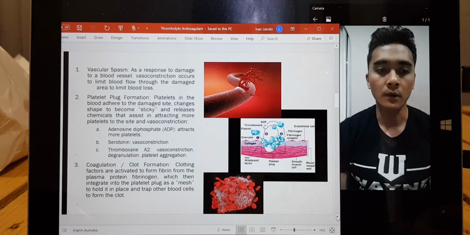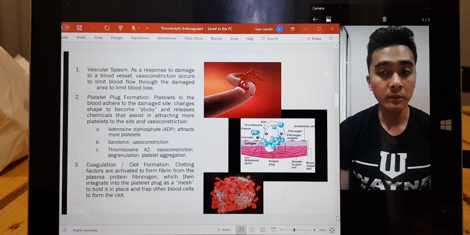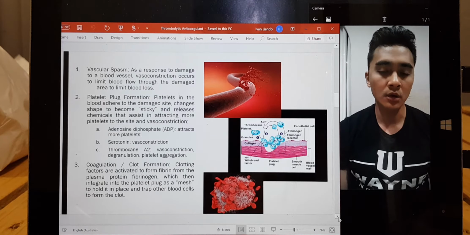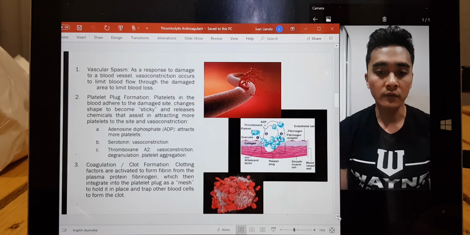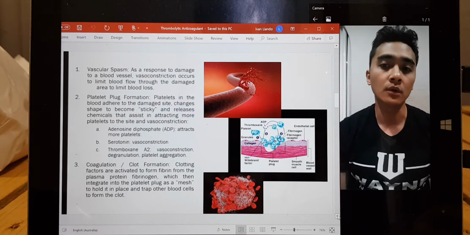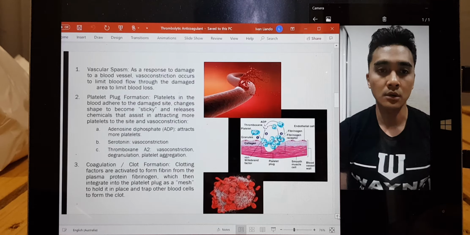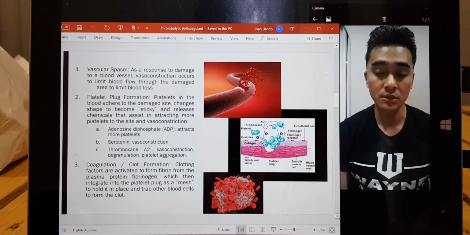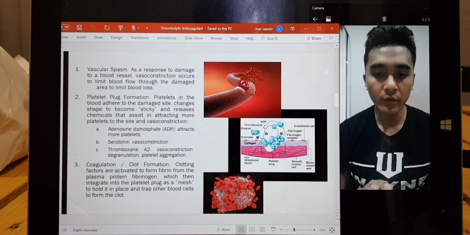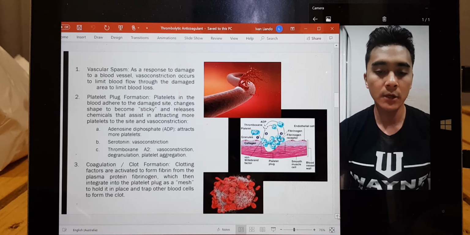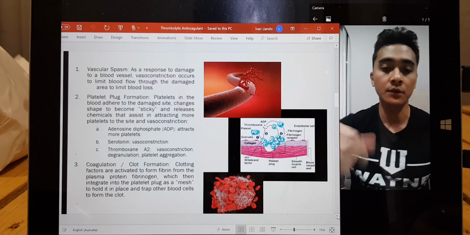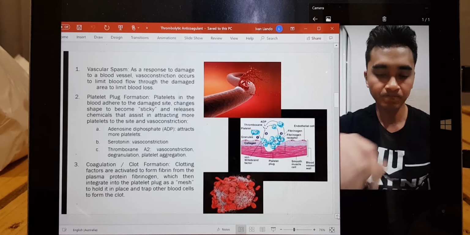So you've got adenosine diphosphate, ADP, which attracts more platelets. Serotonin and thromboxane A2 vasoconstrict the vessels further, and thromboxane A2 also assists in degranulation and platelet aggregation. The recruited platelets then do the exact same thing, so it becomes like a positive feedback loop.